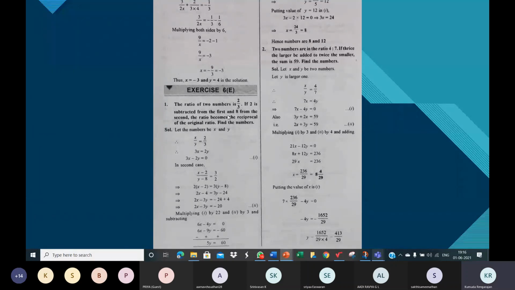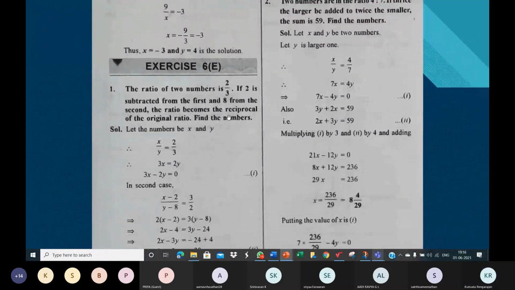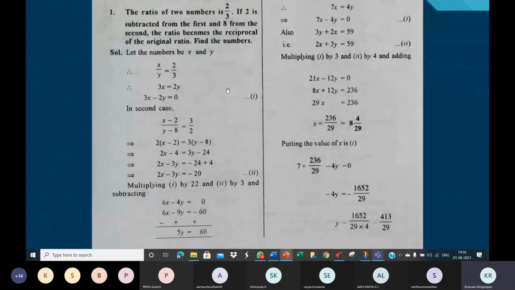So here, I'm just showing the equations. For the first one, the numbers are x and y and the ratio is 2:3. You can solve it using one variable x, or you can use two variables x and y. So here it is using two variables. When the numbers are x and y, the ratio is 2:3, so x by y is equal to 2/3 is the first equation. Then you cross multiply and bring the equation into this form.